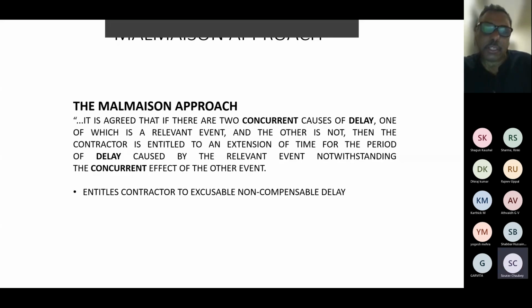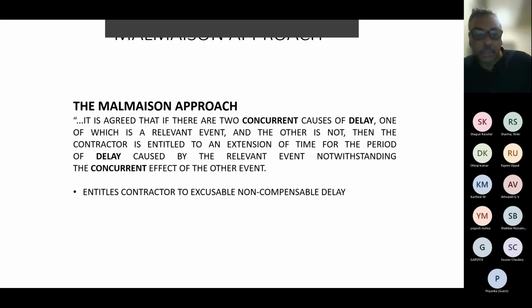The most common approach which I mentioned about concurrent claims is called the Malmaison approach. What it simply means is that if there are two overlapping periods of delay, one due to the contractor's fault and one due to the employer's fault or some other reason which is not the contractor's fault, then the contractor's fault will be excused and he will get an EOT, but he will not be able to claim any additional costs. This is the most common approach followed all over the world.